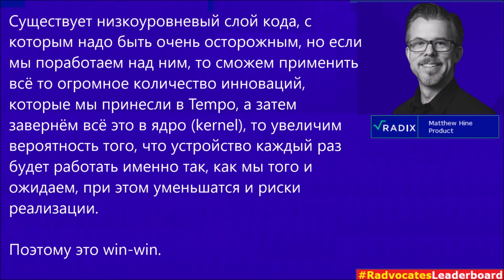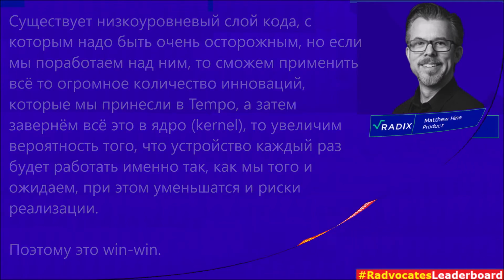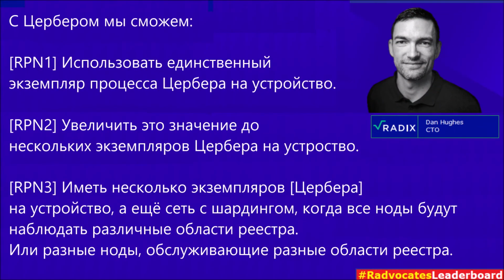There's this piece at the bottom that's very risky to mess with. And if we can use something there, then we can apply all of the huge amount of innovation that we brought into Tempo and wrap it around that kernel. And this both reduces the amount of risk that the machine is going to operate exactly the way we expect it to every time, as well as reducing our implementation risk. So it's a win-win.